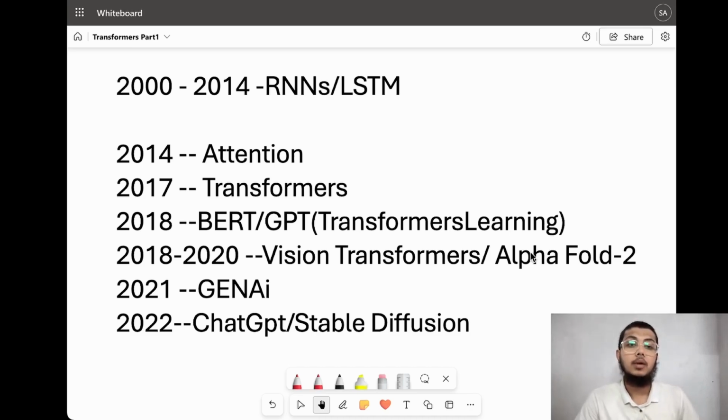After that, from 2021 onwards, generative AI started, where you start seeing many tools like GPT-3 or DALL-E or Codex. Then if you talk from 2022 till now, it's all ChatGPT, right? Apart from that, another very famous thing that you will hear about is Stable Diffusion, right?